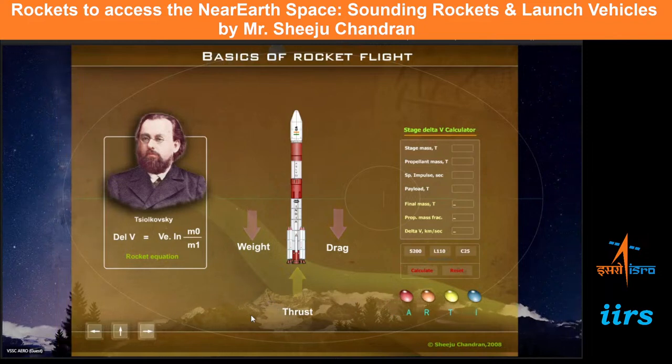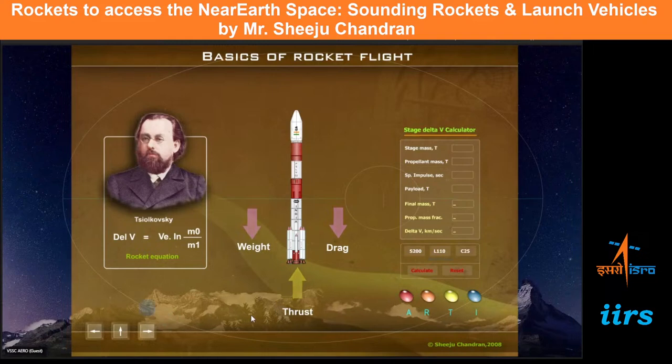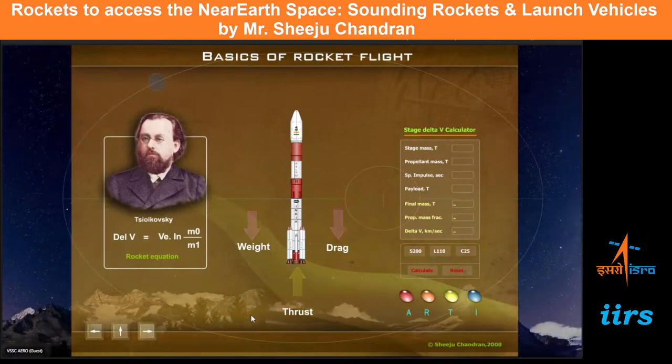So what is the bottom line? You should have a very highly energetic combination of fuel and oxidizer. So this is the fundamentals of rocketry.